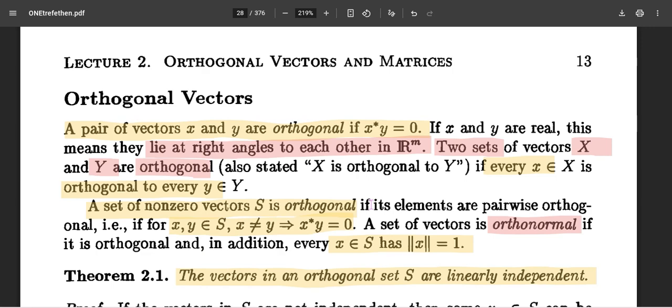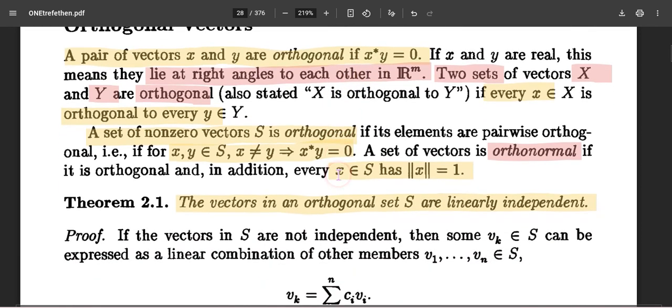If we take a set of vectors X and another set of vectors Y, and we say the two sets are orthogonal to each other, it means that if we take every element in X and every element in Y, they are orthogonal to each other, because each x and y inner product is 0. Another concept: if we take a set of vectors S and they are orthogonal to each other, it means that if we take x and y from S with x not equal to y, then x transpose y is equal to 0. Another important concept is orthonormal, which means it satisfies orthogonality and, in addition, each vector has a norm equal to 1.